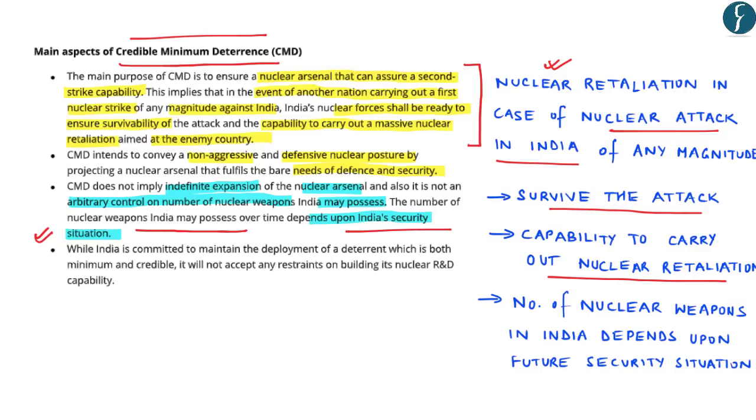In this backdrop, it mentions that India will not accept any restraints on building its nuclear research and development capability. So, while India is committed to maintaining the deployment of a deterrent which is both minimum and credible, it will not, however, accept any restraints with respect to building its nuclear warhead capabilities. So, these are the important aspects of credible minimum deterrence.